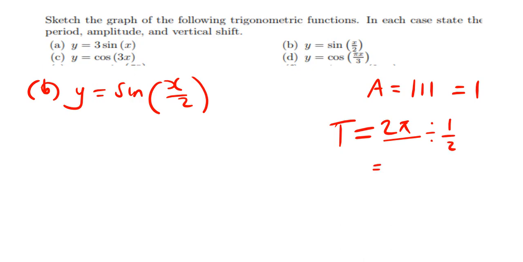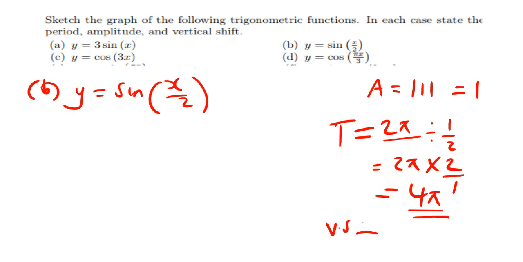So 2 pi divided by half, that is just the same as 2 pi multiplied by 2, which is 4 pi. So that is the period. Then the vertical shift: we don't have a vertical shift in any direction, so the vertical shift is just 0.